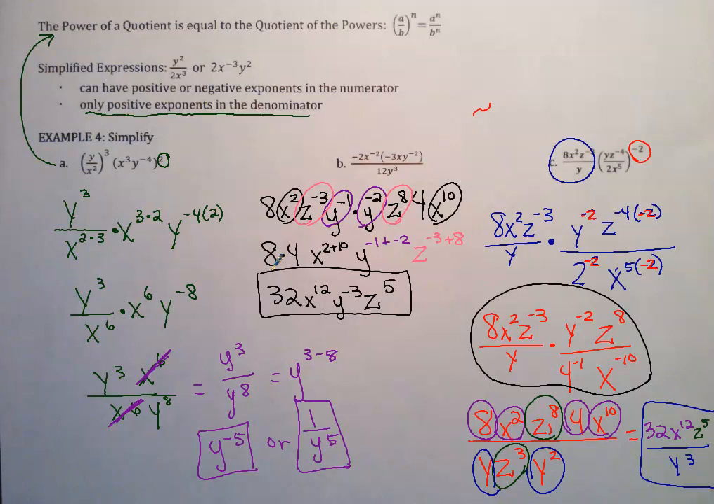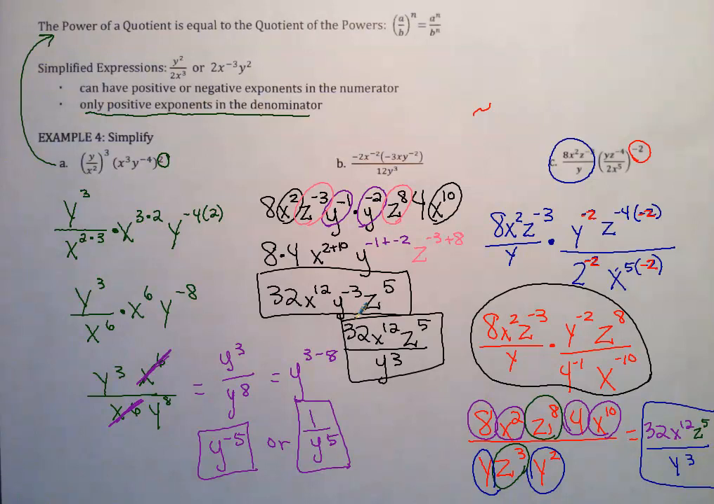Or you could say, oh wait, I don't like this in the numerator. It's going to be 32 x to the 12th, z to the 5th over y cubed, which is the exact same thing you got over there.